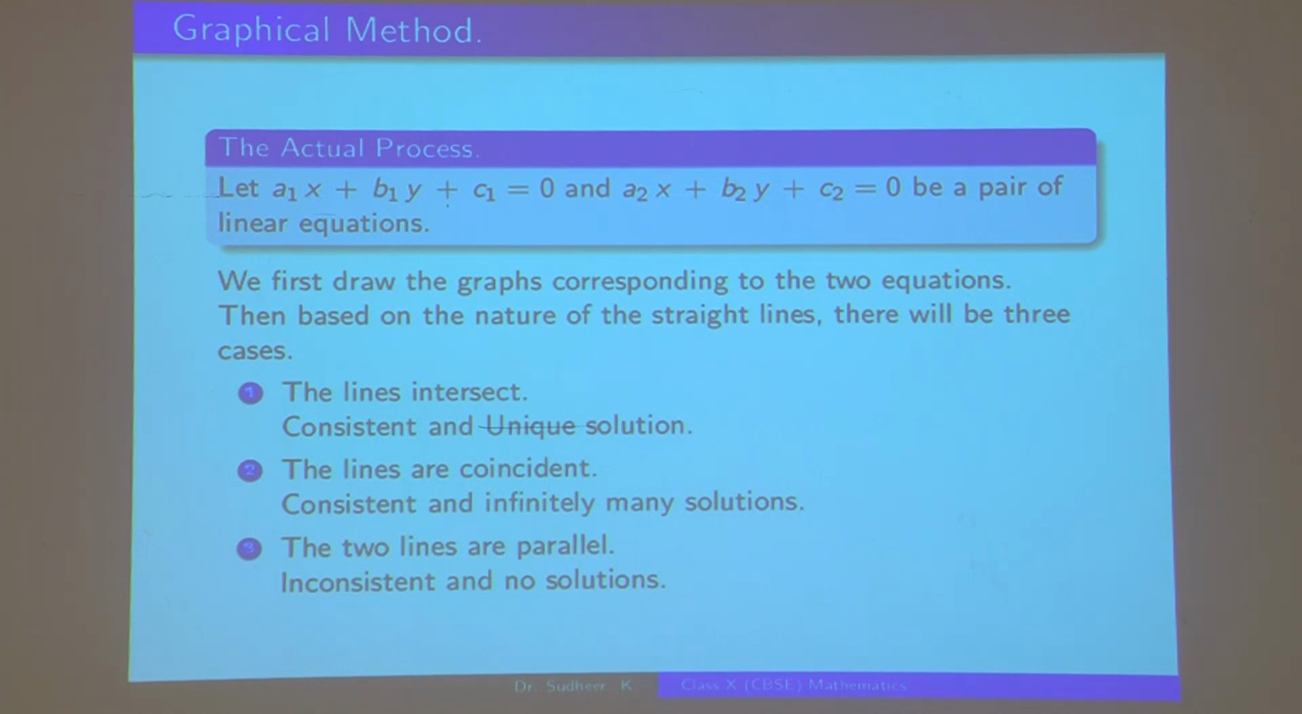One, the lines will intersect, and that will show consistent and has got a unique solution. The lines are coincident, that means the two lines appear to be the same, and in that case the pair is consistent and has got infinitely many solutions. The two lines are parallel, in that case there is no solution and the pair is inconsistent.